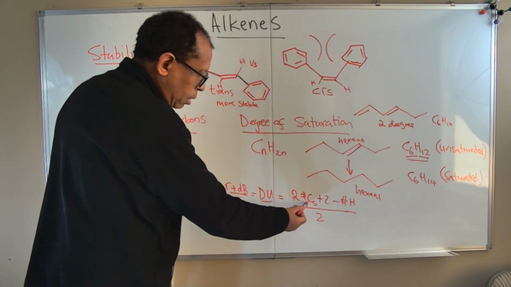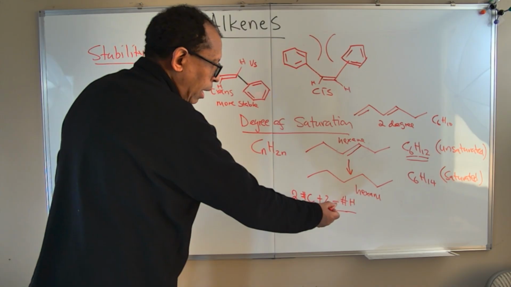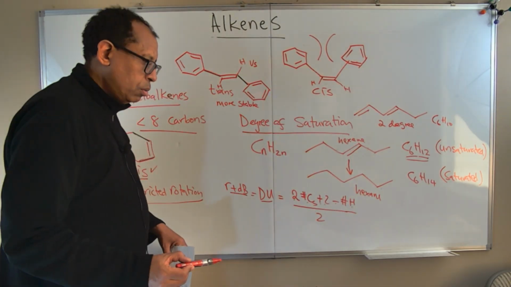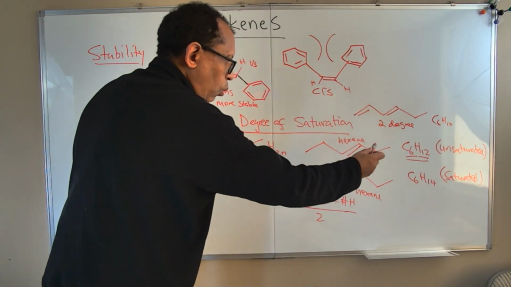Let's calculate for C6H12. C6H12 has just 1 degree of unsaturation. 2 times 6 is 12. 12 plus 2 is 14. 14 minus the number of hydrogens, 12. 14 minus 12 is 2. 2 over 2 is 1. So the degree of unsaturation for this is 1.